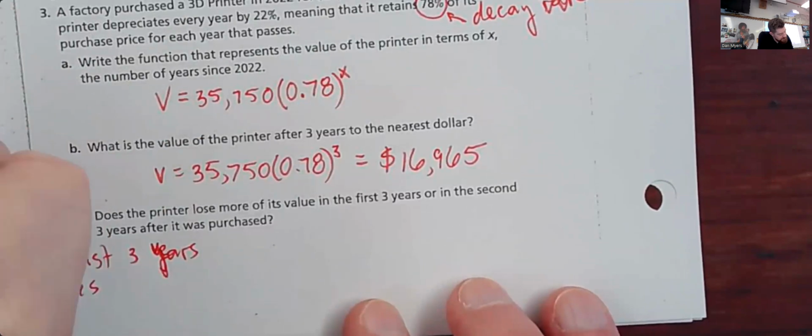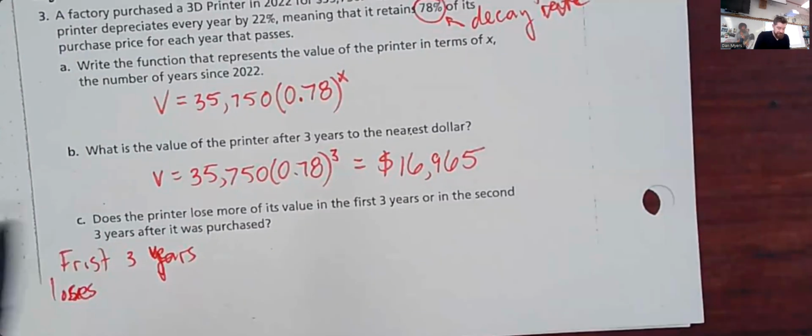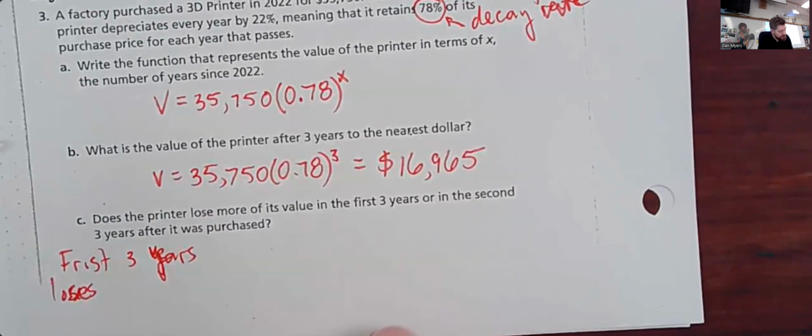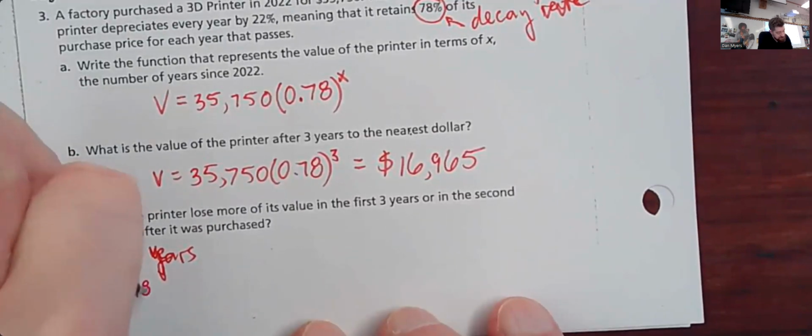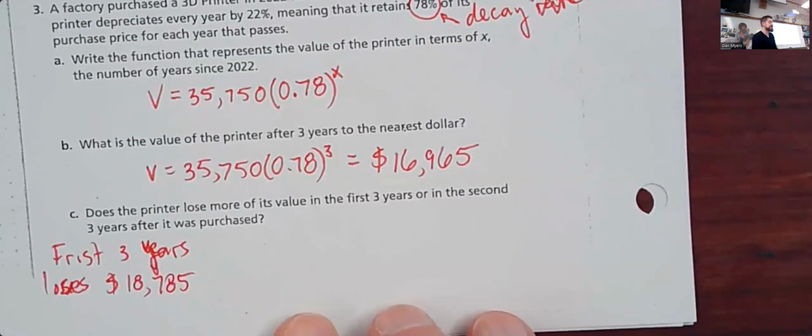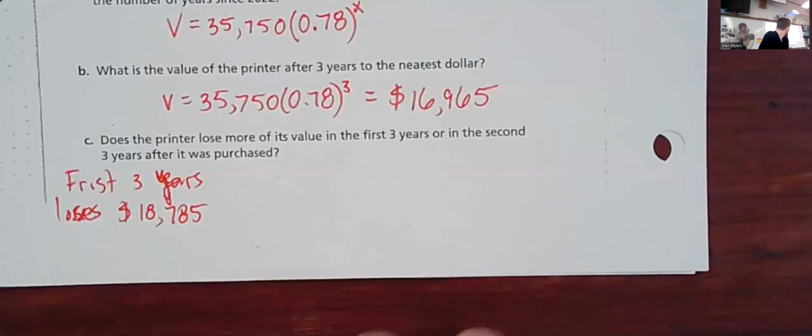loses, let's see, 35,750 minus 16,965. So it loses $18,785 in the first 3 years, or more than half its original value.